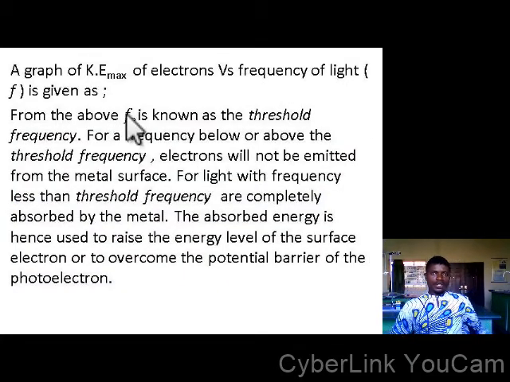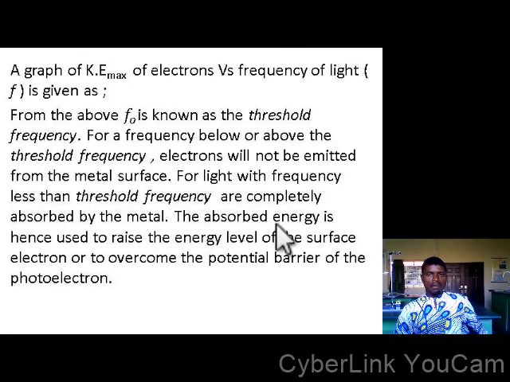So, a graph of the maximum kinetic energy of electron versus frequency of light is given. You can check this out on Google. From the above, F naught is what is known as the threshold frequency. This diagram refused to appear here, I'm sorry for that. Please check it out on Google. For a frequency below the threshold frequency, electrons will not be emitted from the metal surface. Light with frequency less than the threshold frequency is completely absorbed by the metal.